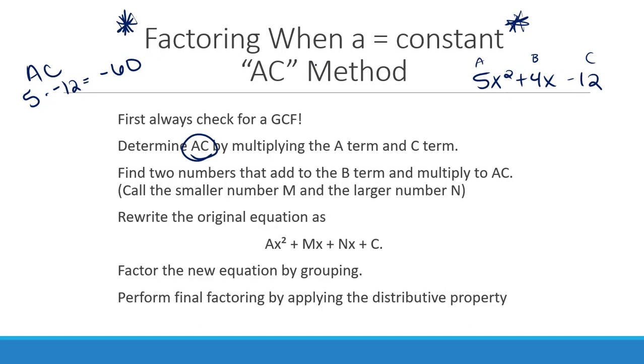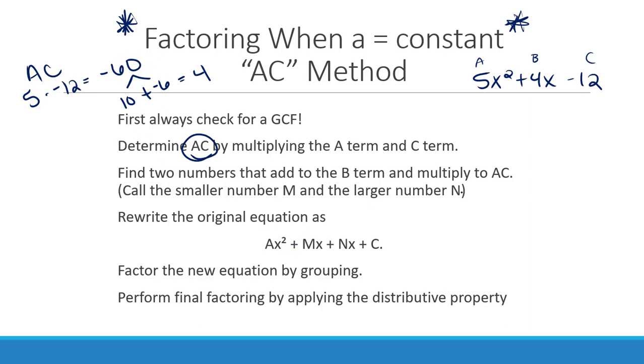So the first step is the part that's different. I multiply 5 and negative 12 together, but I'm still looking for a number here that would add to give me 4. So let's think, what two numbers are going to multiply to give me negative 60 but add to give me 4? Well, you could do 10 and negative 6. It will add to give me 4, and it will multiply to give me this AC here.